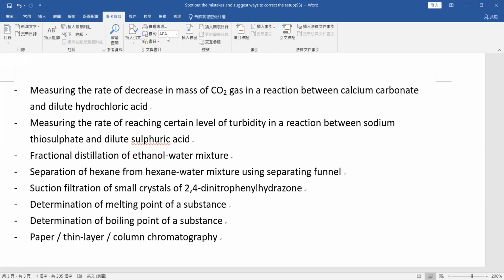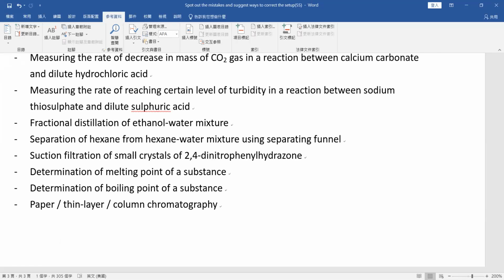Now, starting from this, here comes paper 2, and you may find some more on paper 2. Separation of hexane from hexane-water mixture using a separating funnel. Suction filtration. Do you still remember what that is? Suction filtration of small crystals of 2,4-dinitrophenylhydrazone. Determination of melting point or boiling point of a substance. Paper chromatography, thin layer chromatography, and column chromatography.